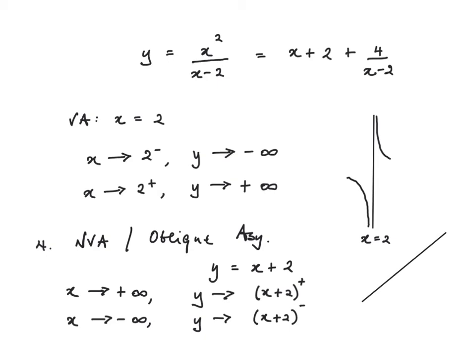So here is our oblique asymptote, y equals x plus 2. So to the right, we're just above x plus 2. And to the left, we're below x plus 2.